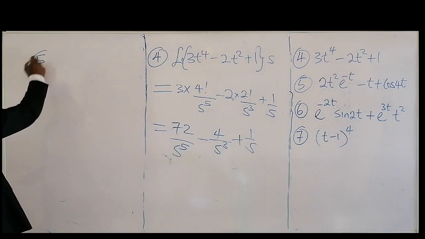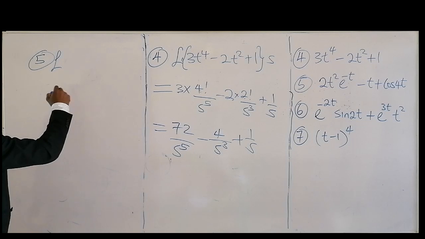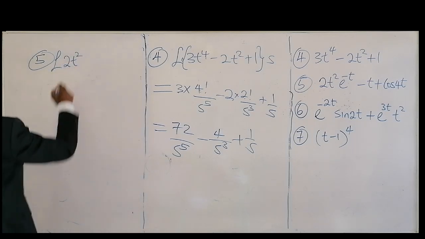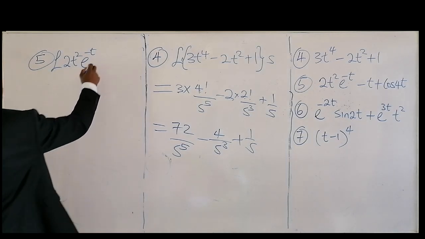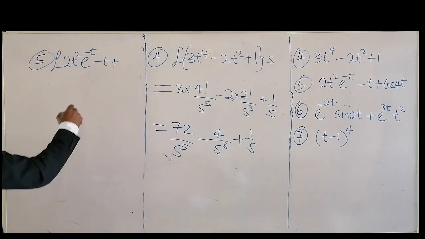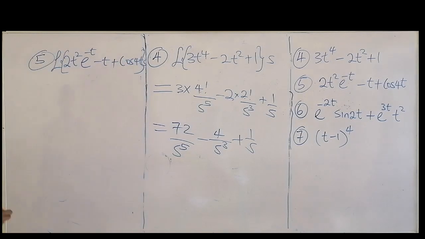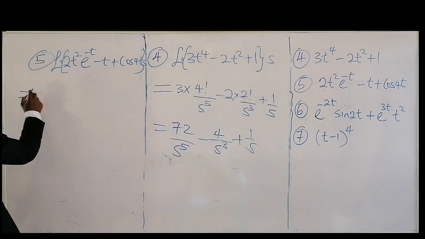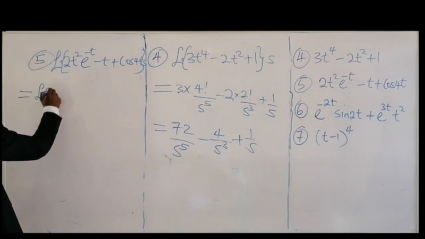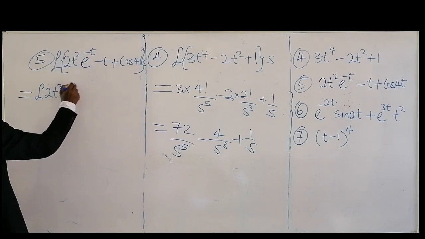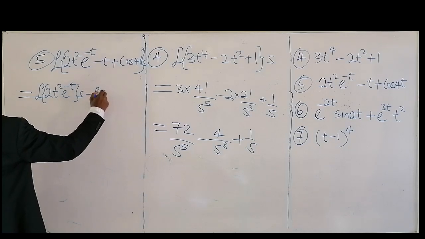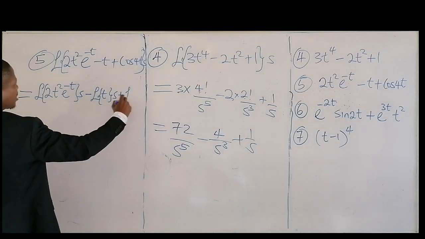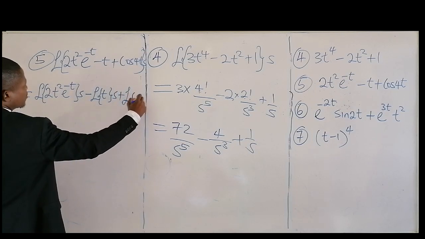Then we go to question 9. Laplace of 2t squared exponential to power minus t plus cos 4t. Okay, so this will be equal to what? Laplace of this, minus Laplace of this, and then plus Laplace of this.